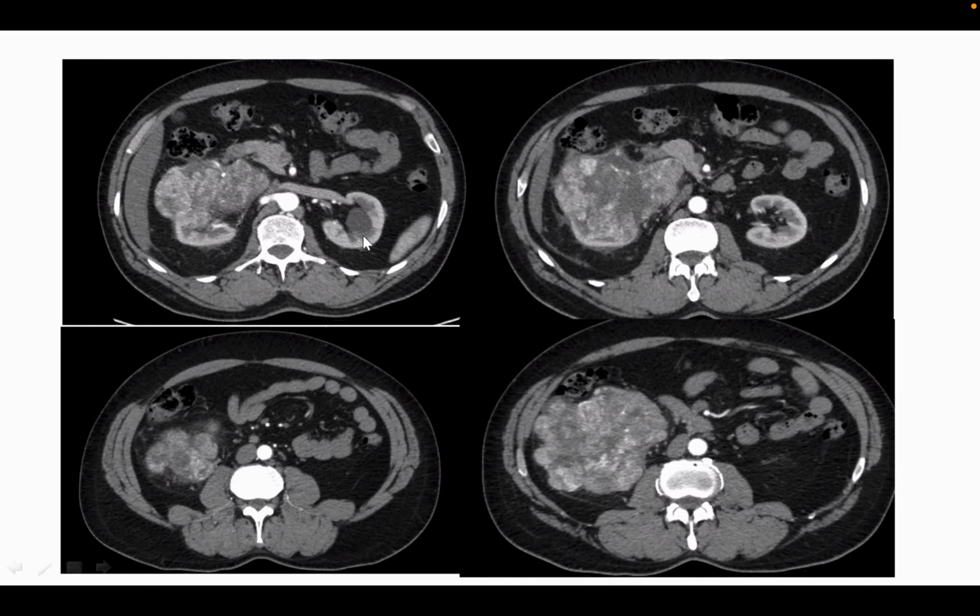What is this? Sir, what is this? So that is likely to be a cystic lesion, sir, in the left kidney. What is this? This is the left renal vein.